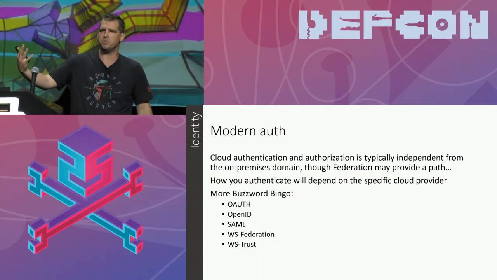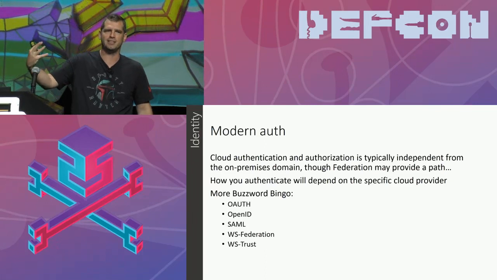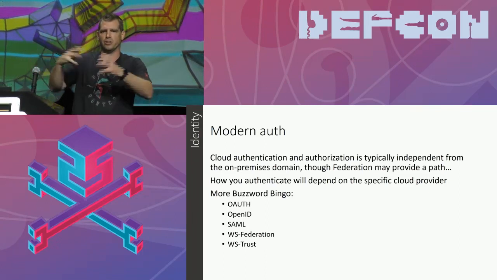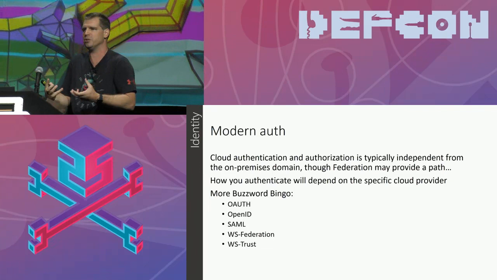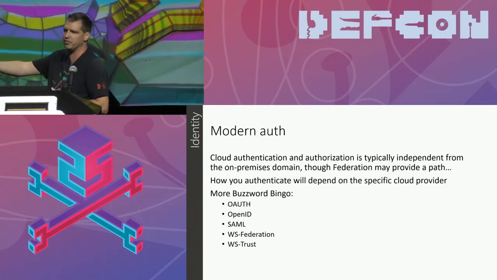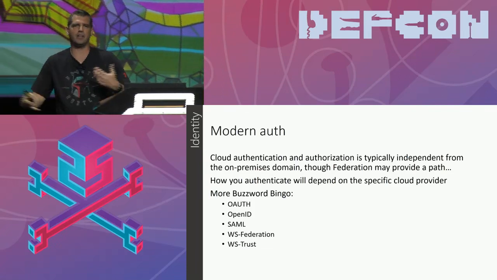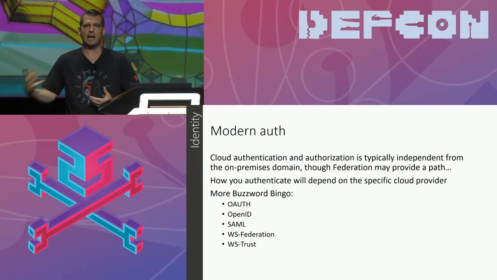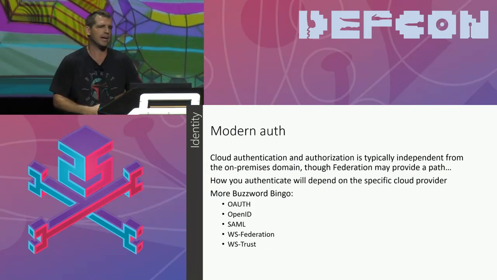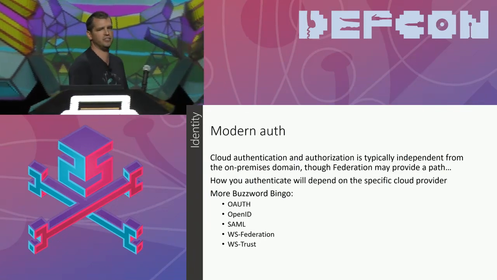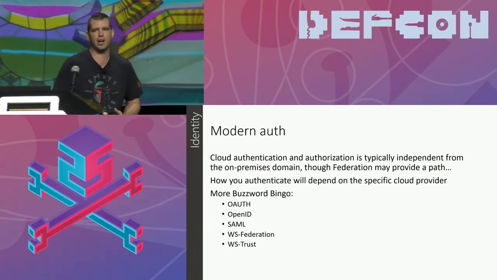And then the authorization part is that component that says that you should be able to have access, or you're a member of certain groups, or you have certain attributes, and you should be able to access this resource, or potentially access that resource. And ultimately, how that authentication happens depends on the cloud provider and the protocols they support, like OAuth, OpenID, SAML, WS Federation, WS Trust.